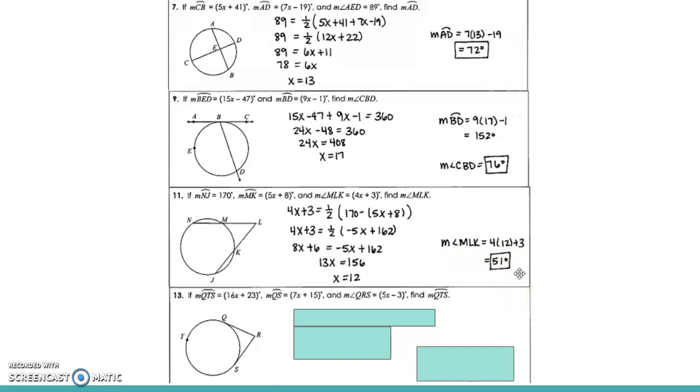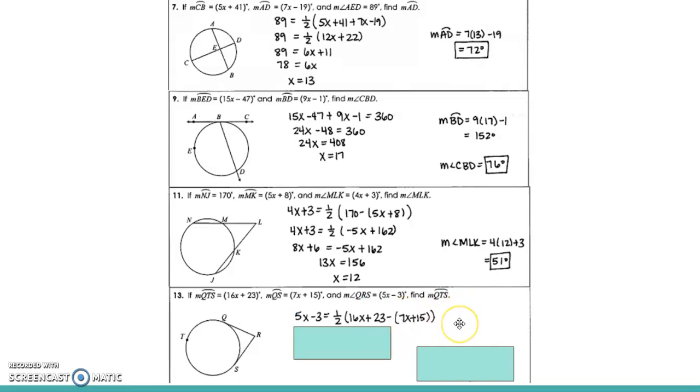Our last example that we're going to look at is number 13. Again, it's another exterior intersection problem. We have the measure of QTS as an algebraic expression. We have the measure of QS, that arc, as an algebraic expression. And then we have the angle as an algebraic expression. So we're going to write out that equation first, and the goal is to find the measure of QTS.